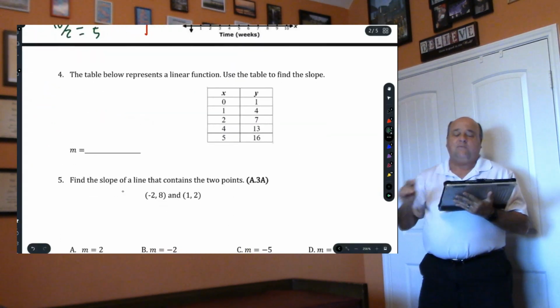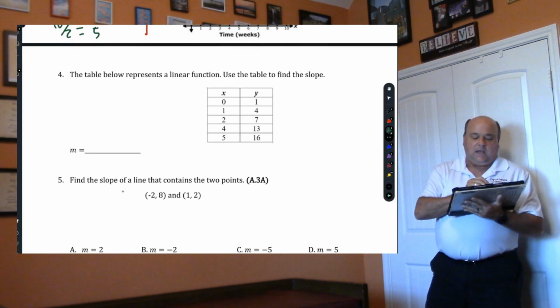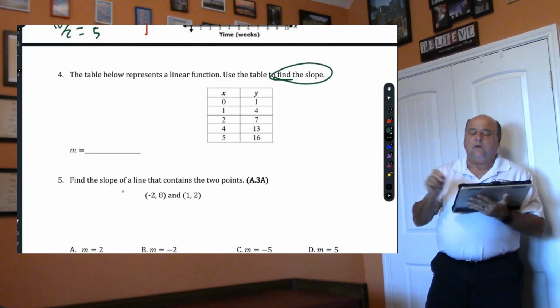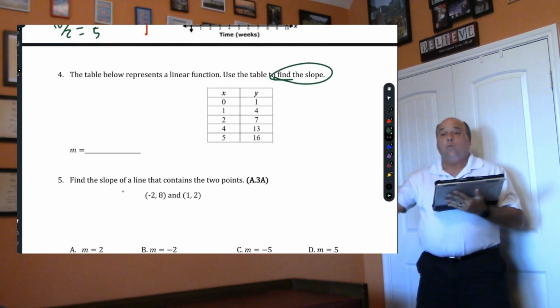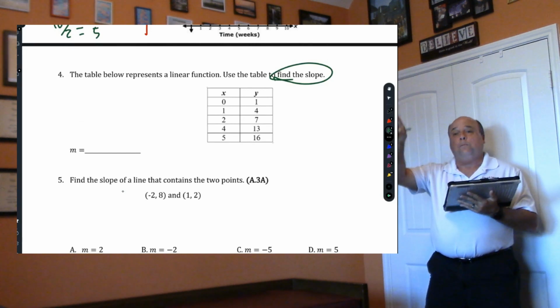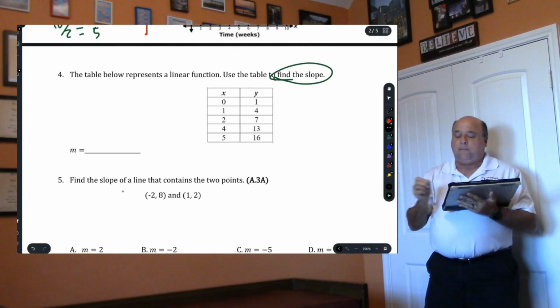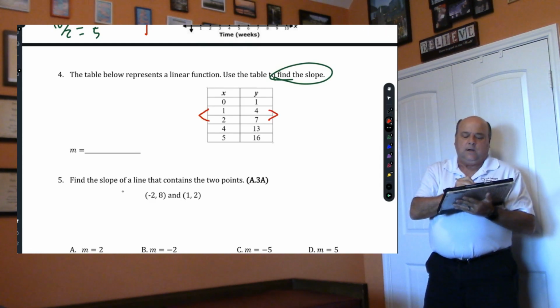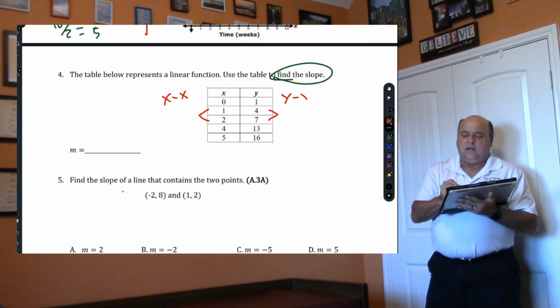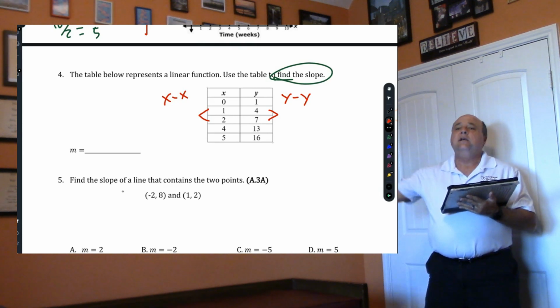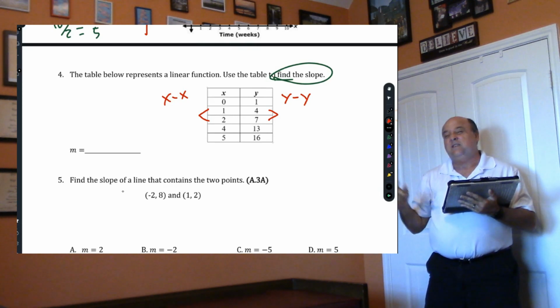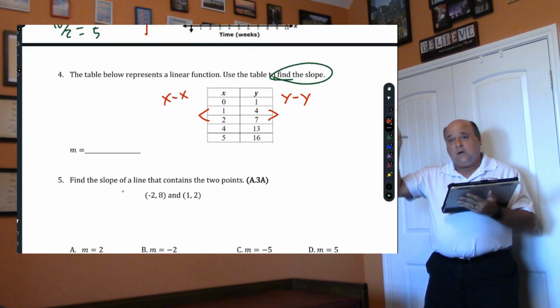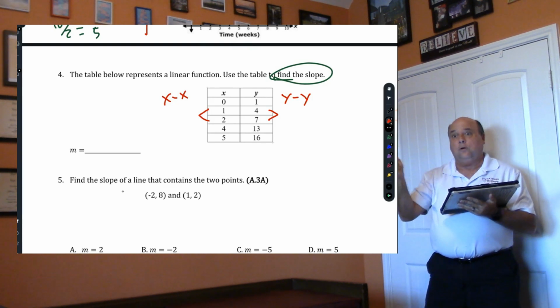Now then, let's go to number 4. I want the slope of this table. We're going to do this one by hand again. You can put this in the T-chart, but we're going to do it by hand because everything's positive. So I'm going to do this one and this one. This will be my x minus x. This will be my y minus y. Just put this into the T-chart. I'm doing this to make the video quicker, but if you put it in the T-chart, it will calculate your slope.